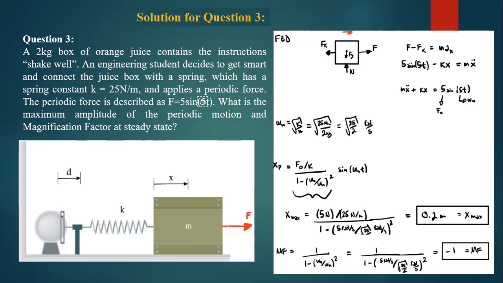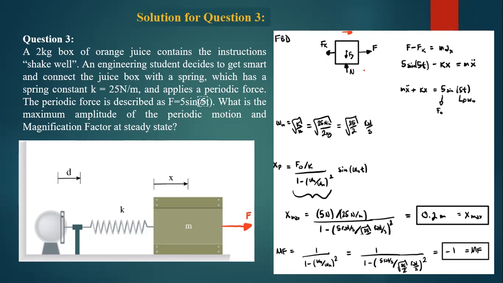There is a block having some exciting force of T. K is here. So let's take the free body diagram. F of K, the force of the spring, will be in this direction. This is the exciting force. There is a normal force, which is from the base.